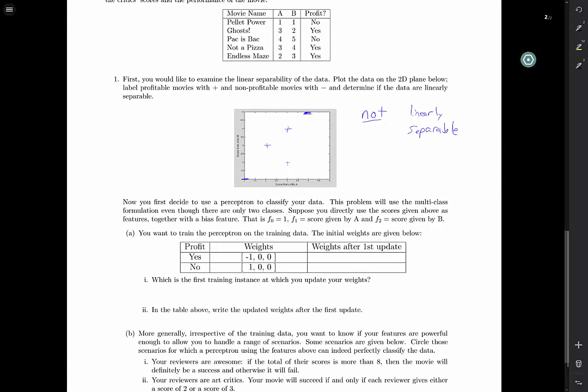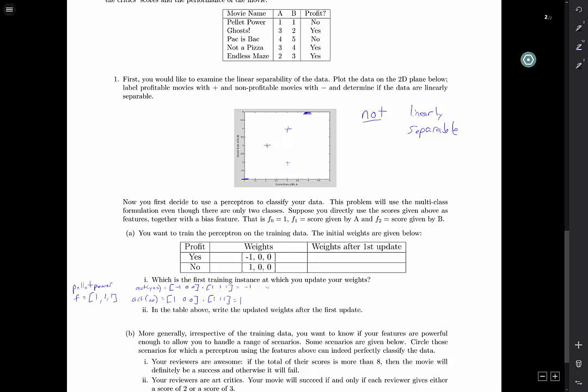So what we do is we're going to first work with Pellet Power. And we form the feature vector. So F is 1, comma 1, comma 1. And now I want to determine the activation of each. Would I predict yes or no? So the activation of yes equals the dot product between negative 1, 0, 0, dotted with 1, 1, 1, and that equals minus 1, and the activation of no equals 1, 0, 0, dotted with 1, 1, 1, equals 1.